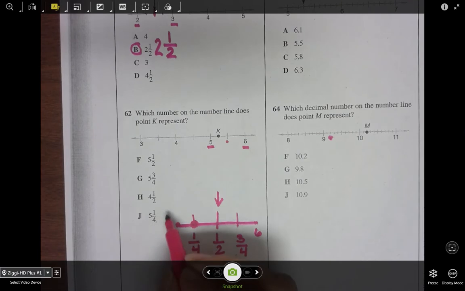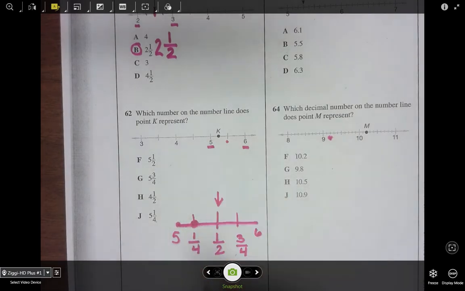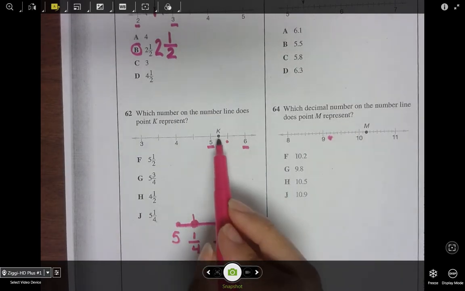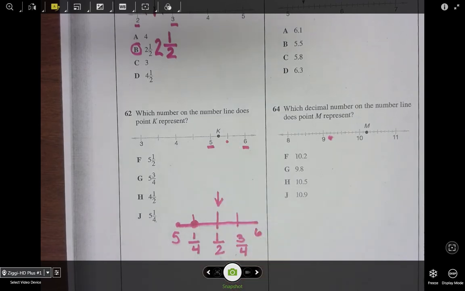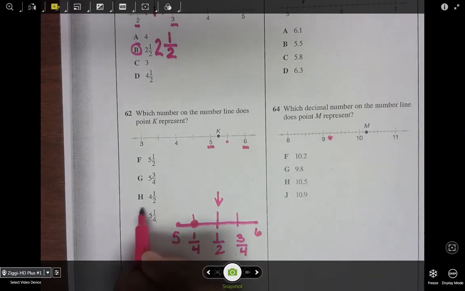5 and 1/4. So 5 and 1/4 would be where that number is, because it would be 1/4, 2/4 are 1/2, and then 3/4 would be right there. So back to those benchmark fractions that we had. So that would be, the answer would be J.